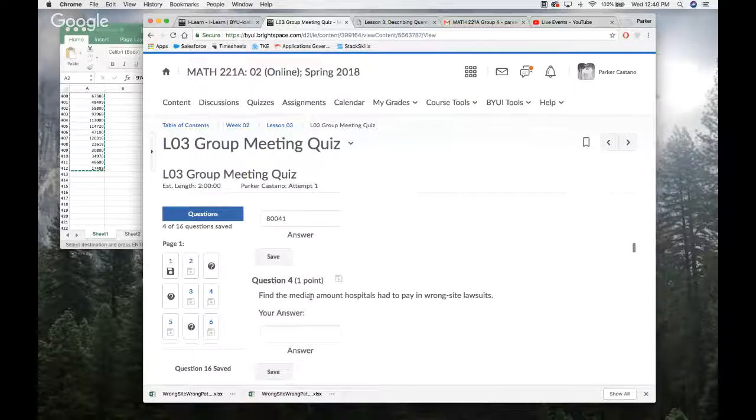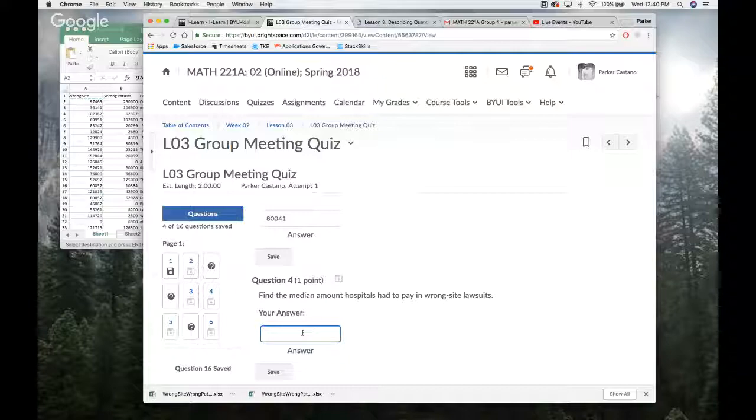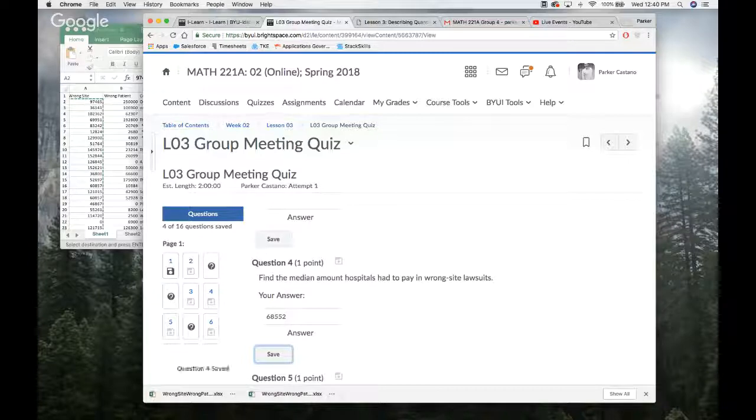Oh, but I didn't do it on the next one though, on number 4 for the median. Oh, okay. Find the median amount hospitals had to pay in wrong site suits. So I didn't round it out 3 spaces, but I got 68,552. Yeah. But that one will need to be rounded out. I don't have a decimal on that one, so I think we're okay. Do you put a decimal and then add the zeros at the end so that it's rounded out? No, you just leave it, and they'll know that it wasn't anything that needed to be rounded.